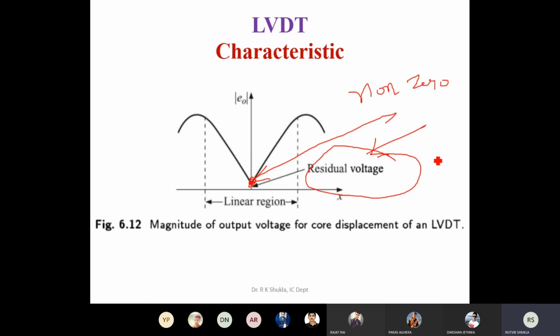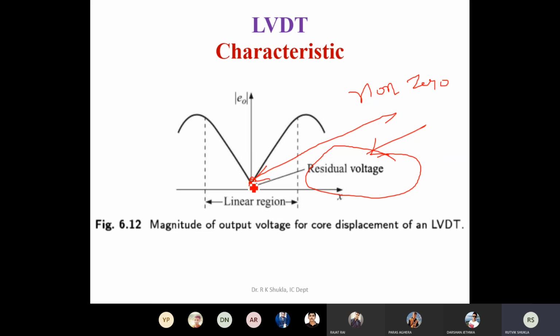It is just like the offset. You must have studied in op-amp that whenever you give zero input, you hope that your output will also remain zero, but you always get some non-zero output, and that is due to some stray conditions present in the op-amp, or stray capacitance, or imbalance between the two inputs. Just like that, even though in the differential connection we are hoping that in the null condition output should remain zero, due to certain harmonics present in the input and some stray connections between the primary and secondary side, you are always getting some non-zero output, which is known as residual voltage. So that is the first thing.